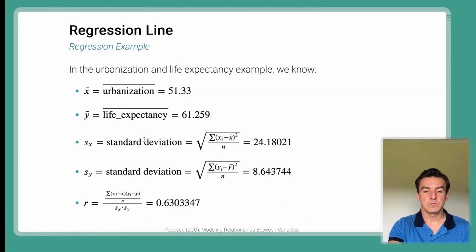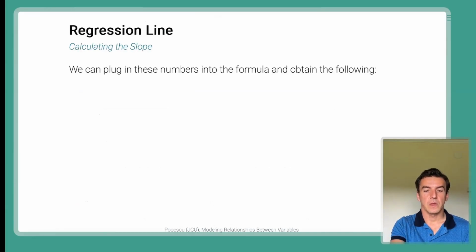Finally, we put all these numbers into the formula, we plug them back in, and this is going to give us a correlation coefficient of 0.63. Okay, we can then plug in these numbers in order to obtain the following statistics.